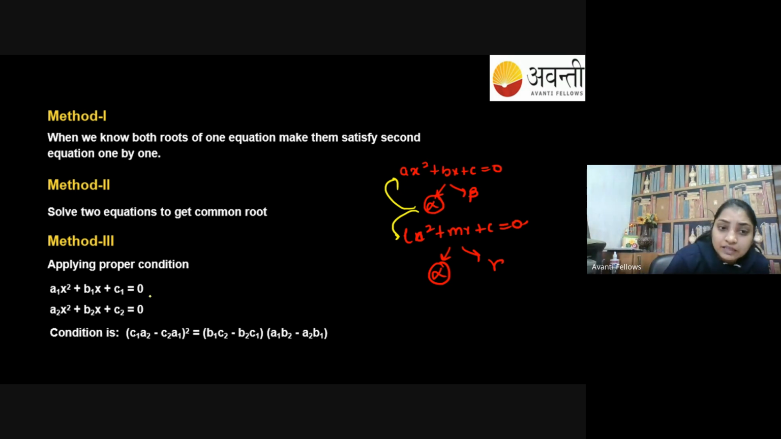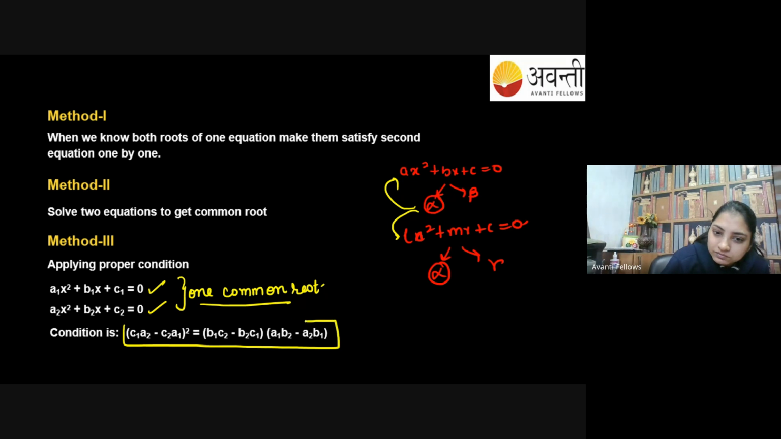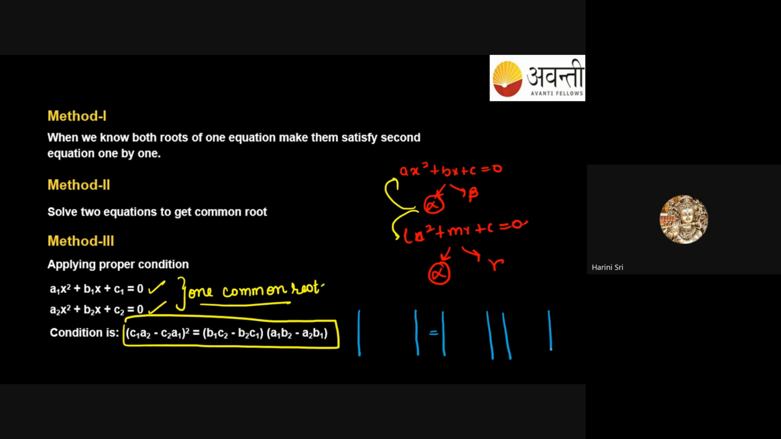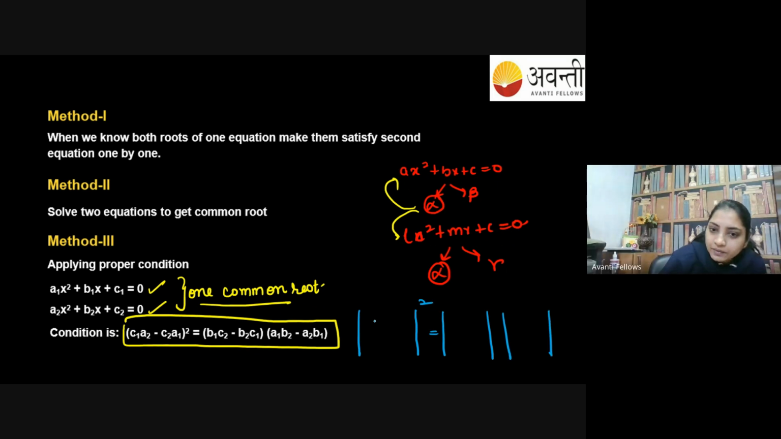Just listen carefully. These two equations are there and they are having one common root. One formula is written at the bottom. Can you see? But this is quite tedious to learn. Let's have a shortcut way. Dear friends, I will just make these parallel lines. Can you see? This is clear, right?